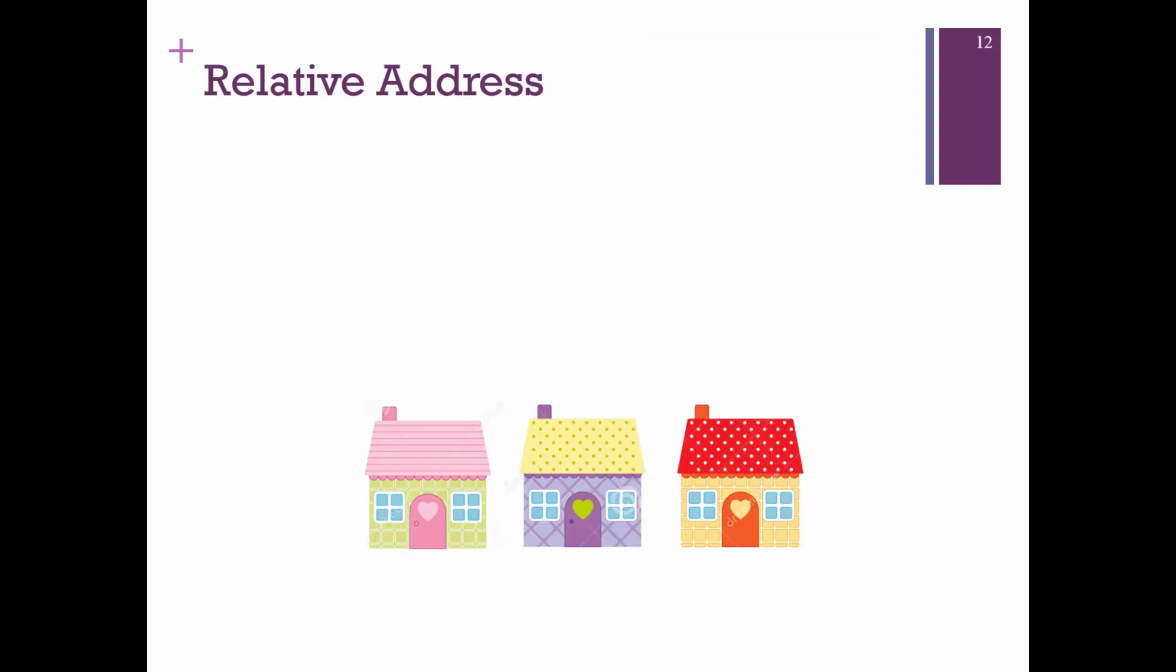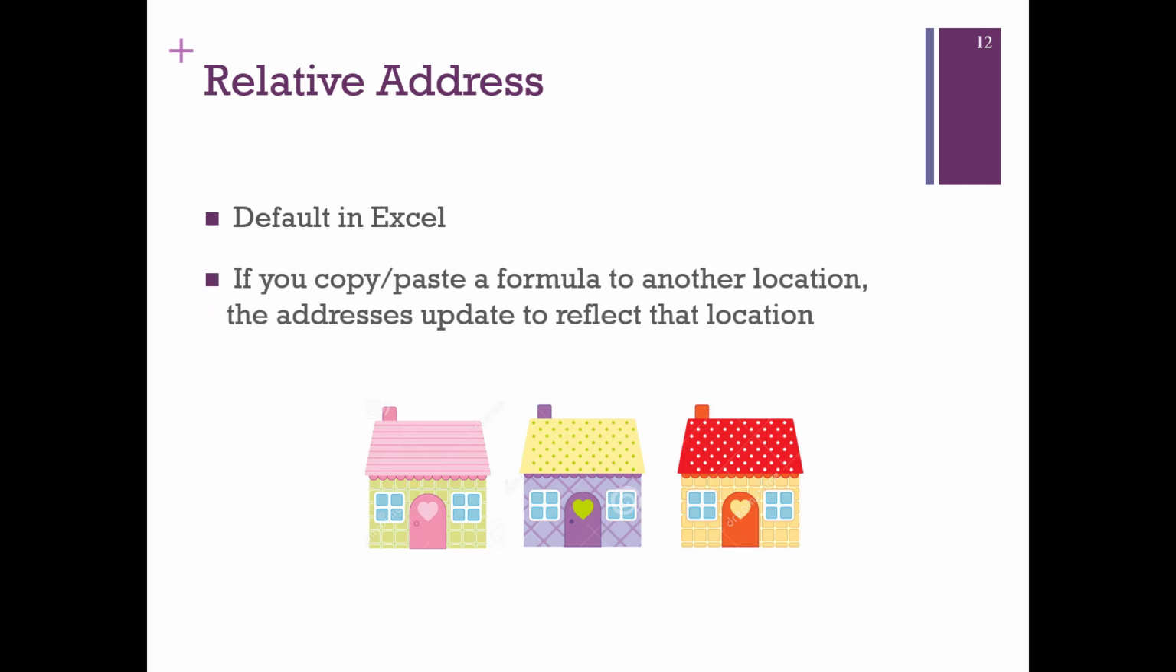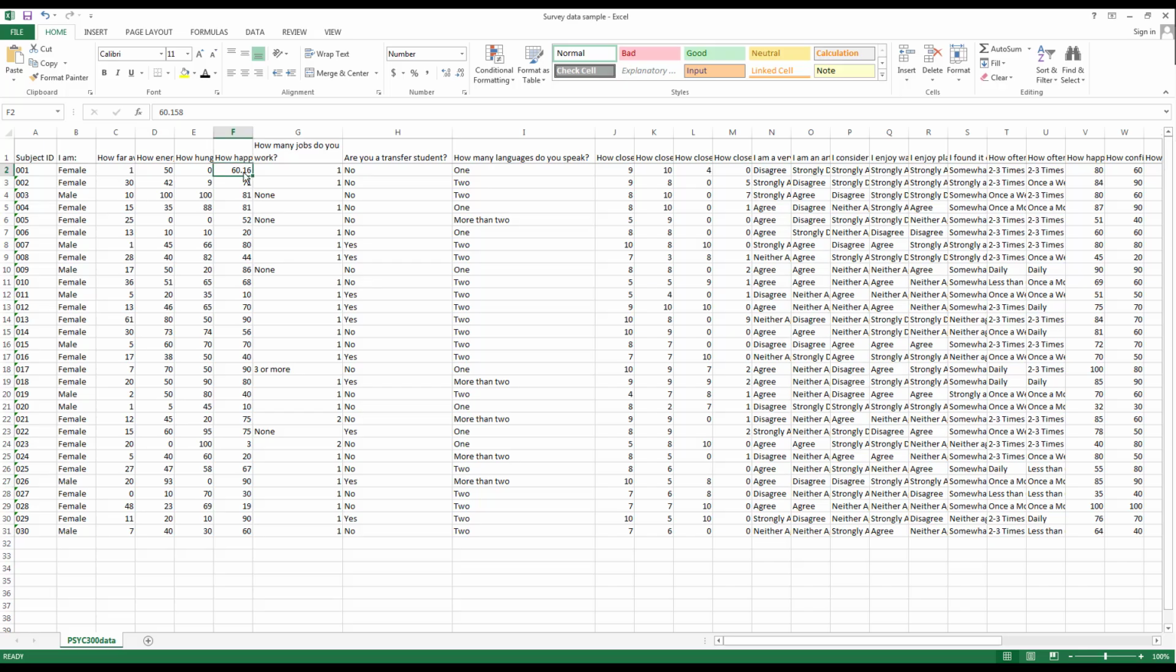Now, let's take the first example. So the relative address is the default in Excel. And so you don't have to do anything to your cells. Excel will assume that you're using a relative address. And what this address type means is that, let's say you have a formula that contains cell addresses. And if you copy and paste that formula to a different location, then the addresses contained in the formula that's been pasted will update to reflect the new location. I think it would make more sense if I could show you in Excel, so let's just go there. Alright, so coming back to our trusty survey data, let's say that we're working with this variable.